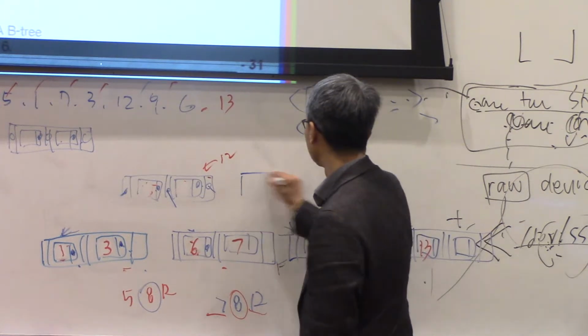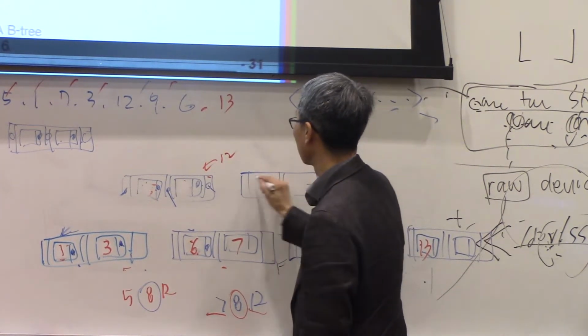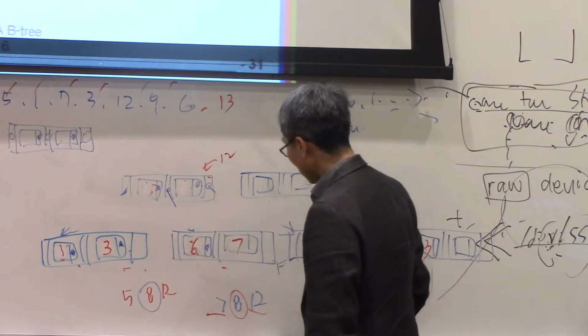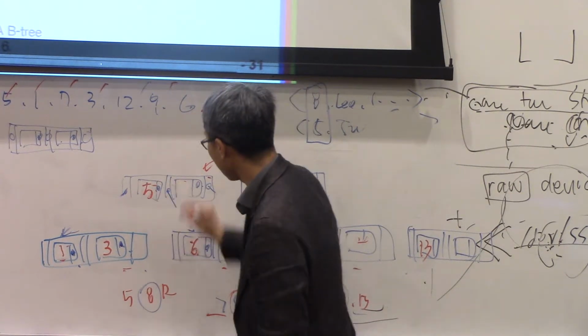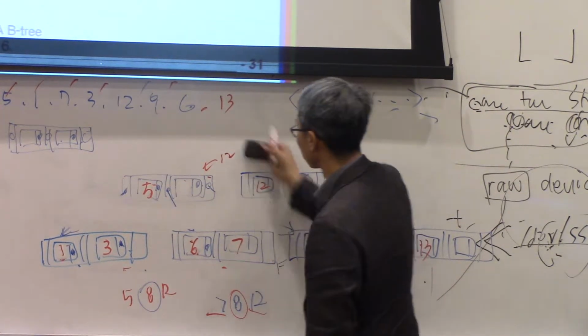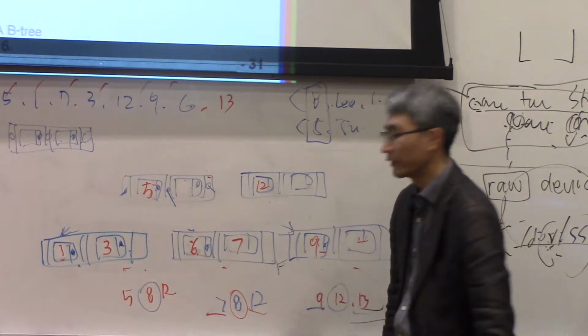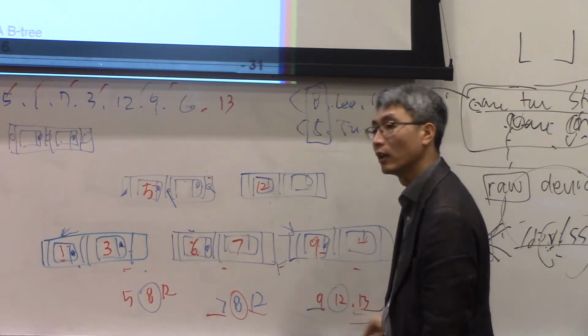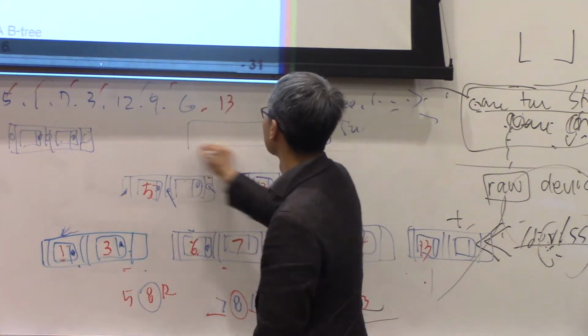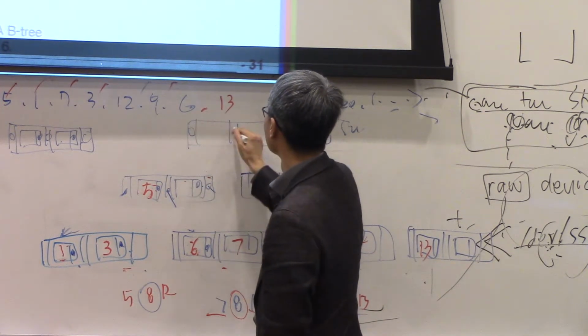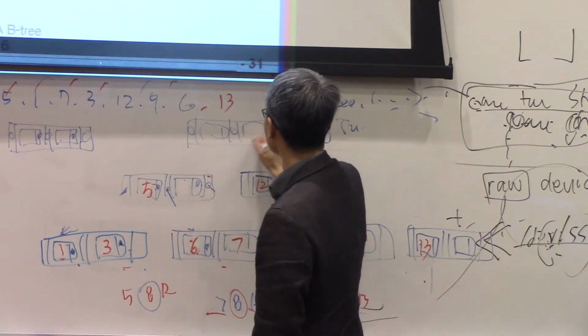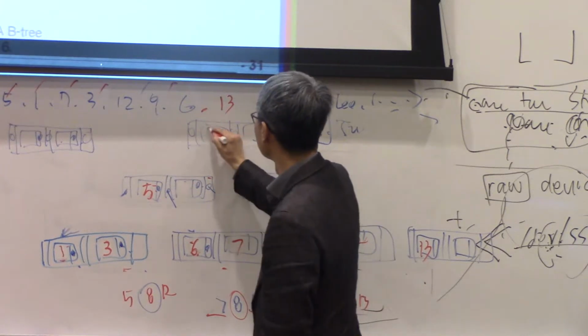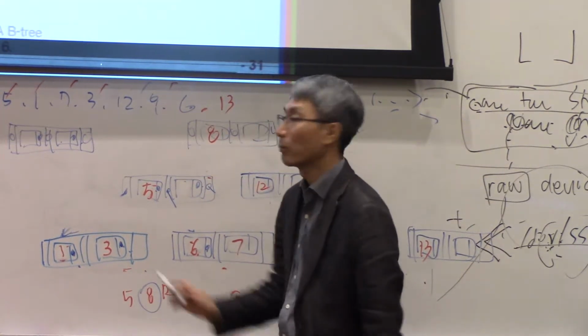So we will take another node. 5, left hand side, right hand side. And what about the middle value? 8. 8 will be promoted. So 8. And check the pointer.